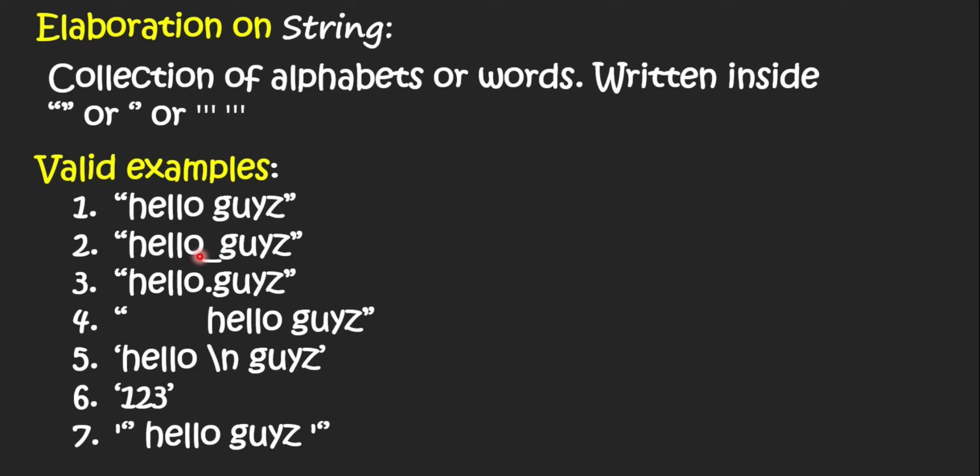So underscore is totally allowed. A dot is totally allowed. A space before our sentence start is also allowed. Slash n means a new line. So hello will print in the first line, and guys would be printed just below it, not in the same line. All right, and that is also a valid example of a string.